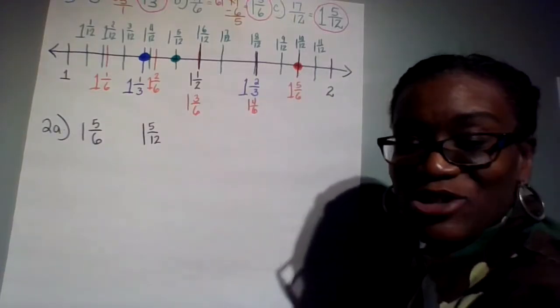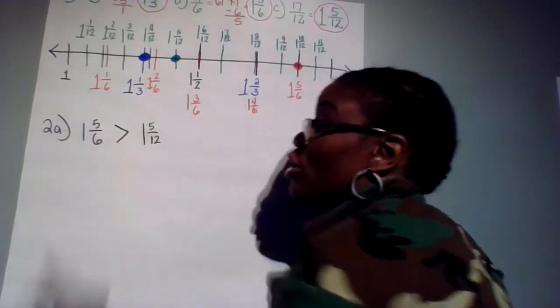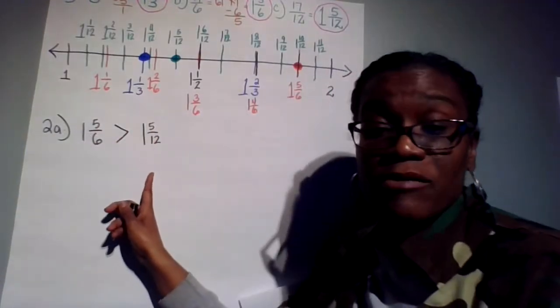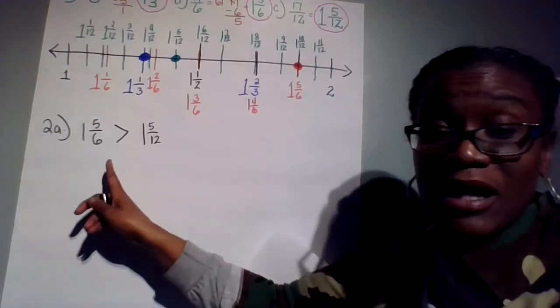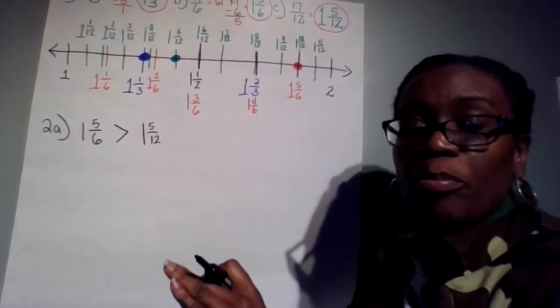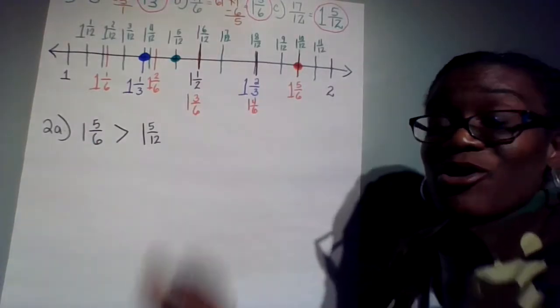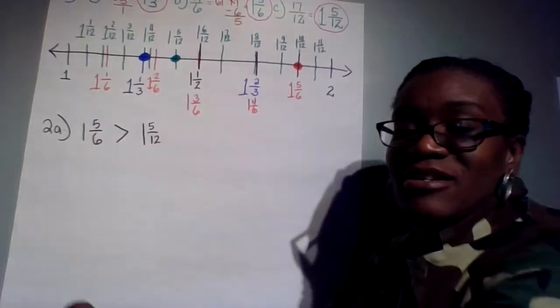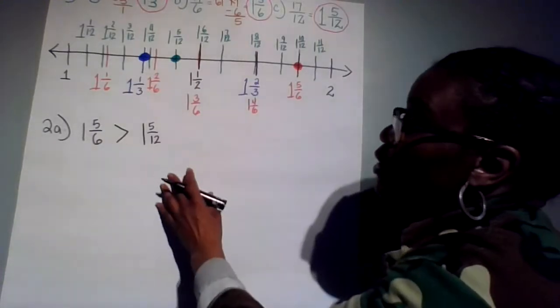That's right, you guys, you're so smart. 1 and 5/6 is larger than 1 and 5/12. Please remember that when we're using greater than, less than, and equal to, the opening goes towards the largest number. So the alligator can eat the bigger number. Okay? So here we go.